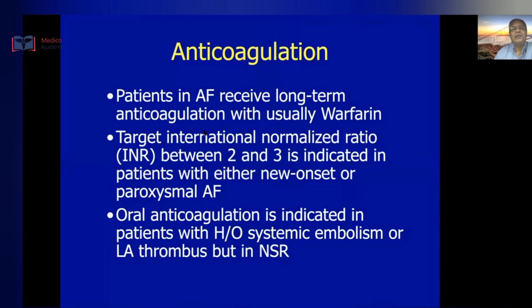Anticoagulation. Patients in atrial fibrillation receive long-term anticoagulation, and usually warfarin is used for this. The target INR is kept between 2 and 3, and the anticoagulation is indicated in patients with both new onset atrial fibrillation and also in patients with paroxysmal atrial fibrillation. Oral anticoagulation is also indicated in patients with history of systemic embolism or with history of LA thrombus, but who are now in normal sinus rhythm.